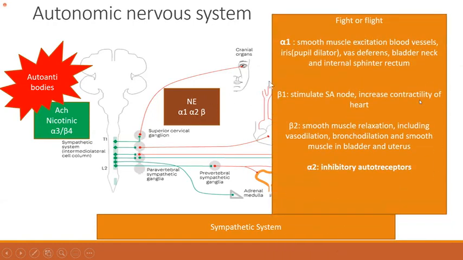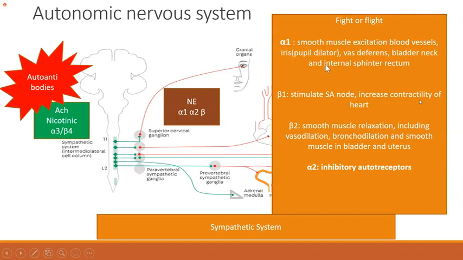So the sympathetic system is basically for the fight or flight response. Suppose you see a lion and you want to run, then your sympathetic system will be activated, and by alpha 1 receptors, the sympathetic system will excite the smooth muscles of the vessels. Suppose you want to fight or flee, you need to have enough blood supply going to your heart and other organs. You need to not have venous pooling in the peripheral vessels. So there is vasoconstriction, which is mediated by the alpha 1 receptors.